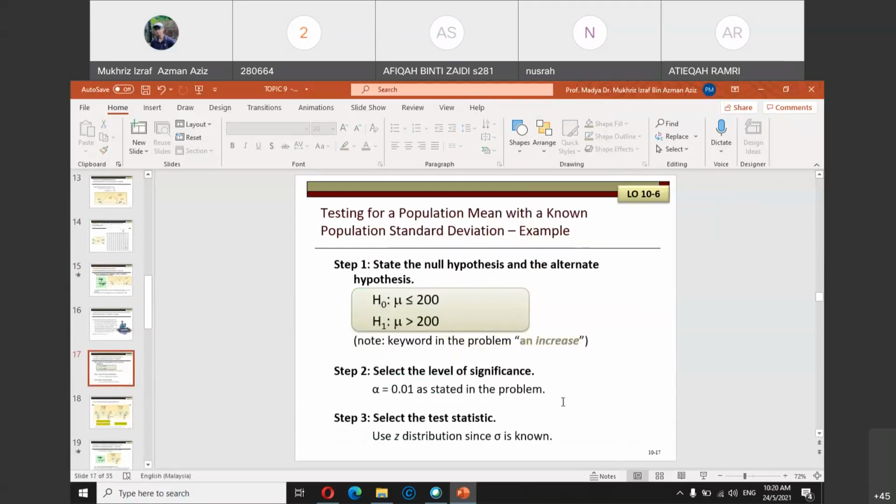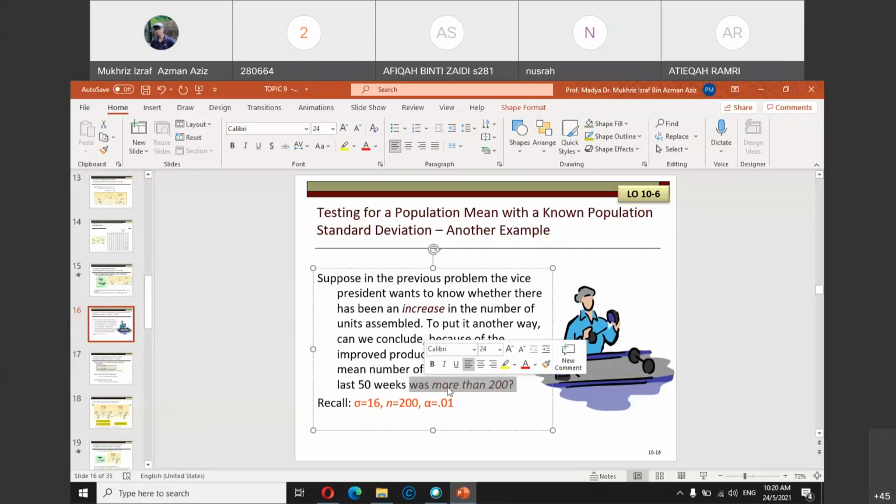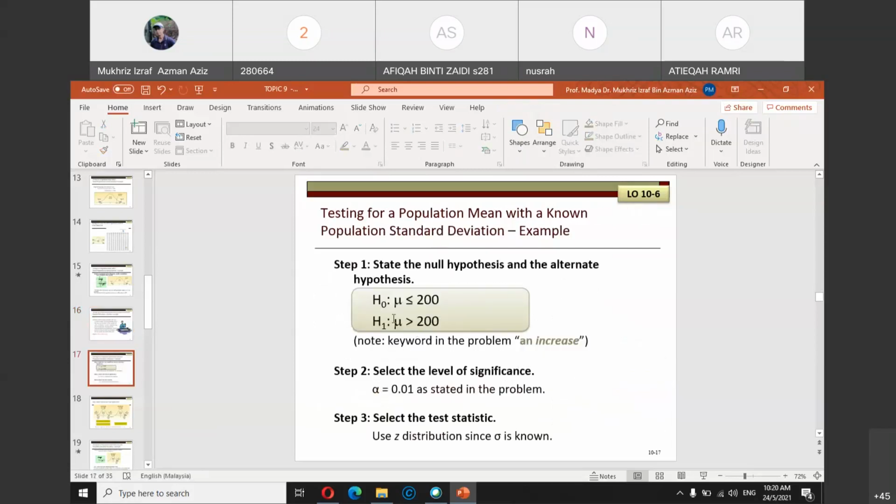That is if you are doing a two-tail test. So we also look at if the test becomes one tail, because the keyword changes from different to more than. You want to prove that the mean now is actually more than 200. This points to your H1, so your H1 will be mu is greater than 200.